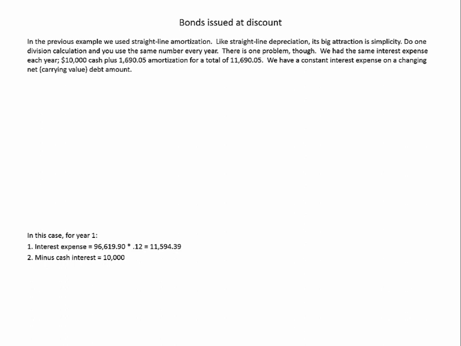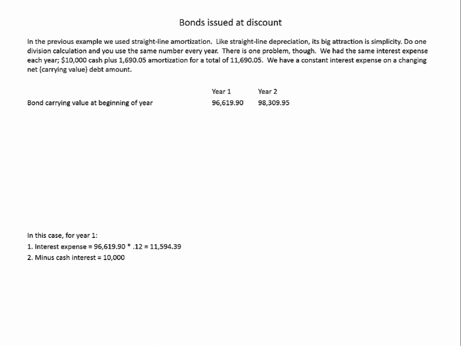Okay, now in the previous example, we amortized the discount using straight-line amortization. Now, like straight-line depreciation, the big attraction is simplicity. Basically, you do one division calculation and you use the same number year in and year out. There is a problem though. We had the same interest expense each year, $10,000 cash plus the amortization, for a total of $11,690.05. We have a constant interest expense of $11,690.05, but the net carrying value of the debt is changing.